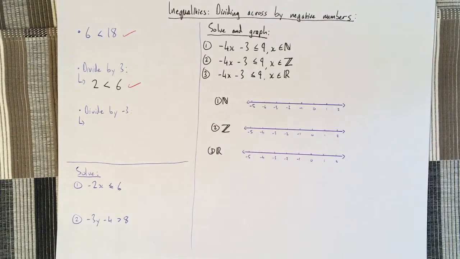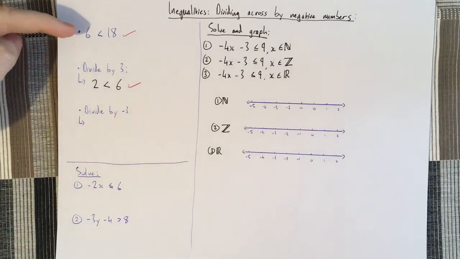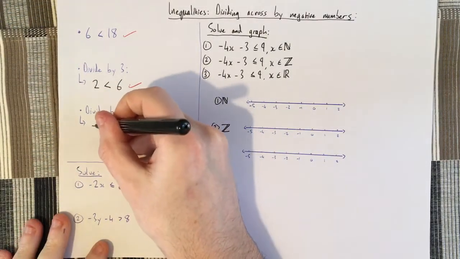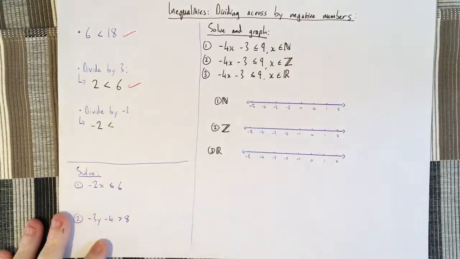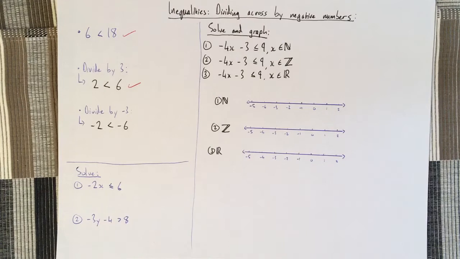And that's what I've been doing already when I've been solving equations. I've been dividing both sides by the same thing, and just like in an equation, you can do that and the thing still holds. What if I divide across by minus 3? So go back to the original one here. 6 divided by minus 3 is minus 2, is less than 18 divided by minus 3, which is minus 6. Is minus 2 less than minus 6? No, it's not. Minus 2 is greater than minus 6. Minus 2 is to the right of minus 6 on a number line. So this isn't true anymore.